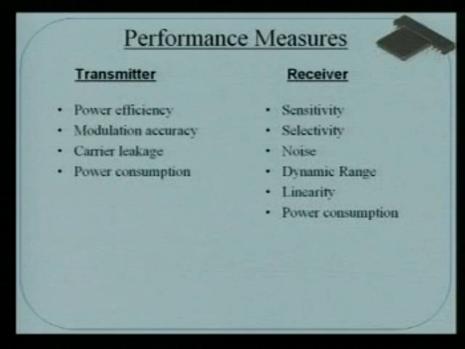In case of transmitters, what parameters are important? Power efficiency, modulation efficiency, carrier leakage, and power consumption. Carrier leakage means that the carrier may be reflected back from the antenna, the power amplifier, or the LNA, and it will reflect and mix as an LO, and that will create intermodulation. So carrier leakage is an important phenomenon.